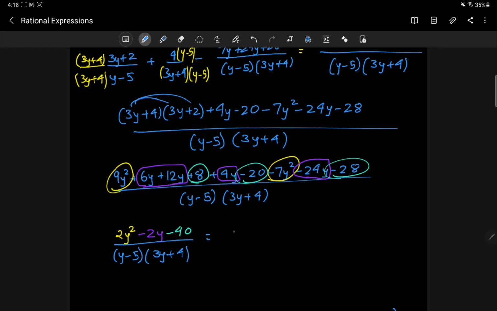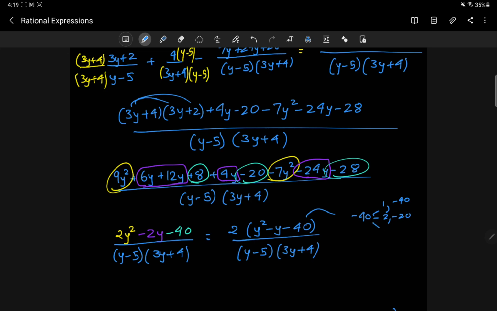Now in the numerator, it's immediately obvious that I can factor out a 2 and a y minus 5 and a 3y plus 4. Let's quickly check. Negative 40, 1, negative 40, 2, negative 20, 4, negative 10, 5, negative 8. So none of these add up to negative 1, so that means it cannot be factored any further, and we can stop here.